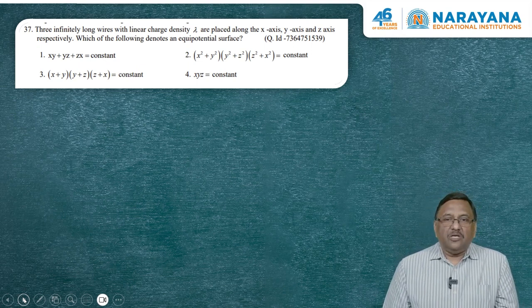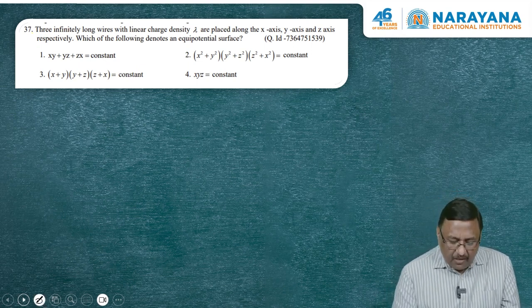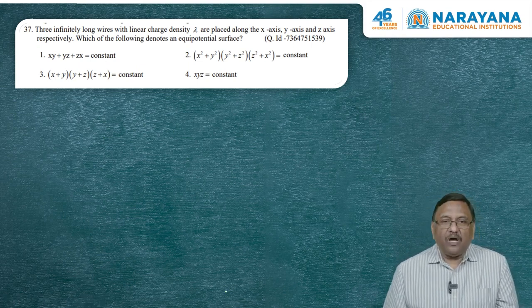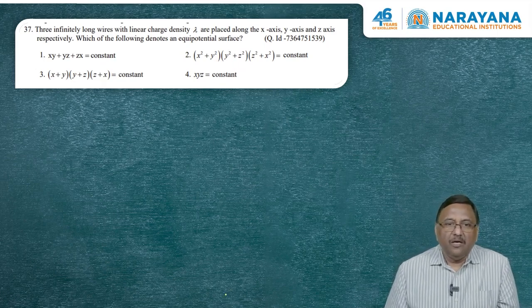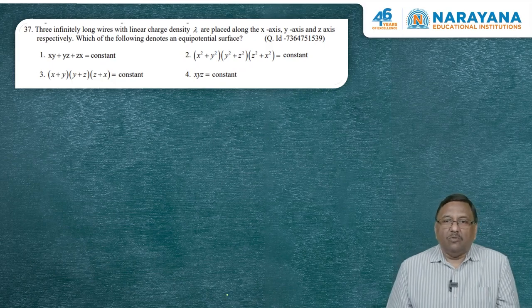Here you read this question easily, carefully, simply. 3 infinitely long wires with linear charge density lambda are placed along the x-axis, y-axis and z-axis respectively. Which of the following denotes an equipotential surface? Wow, this is a good question.